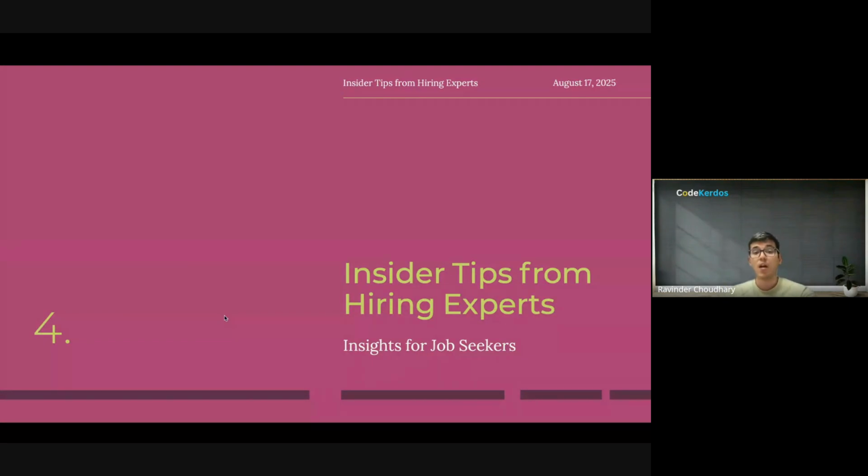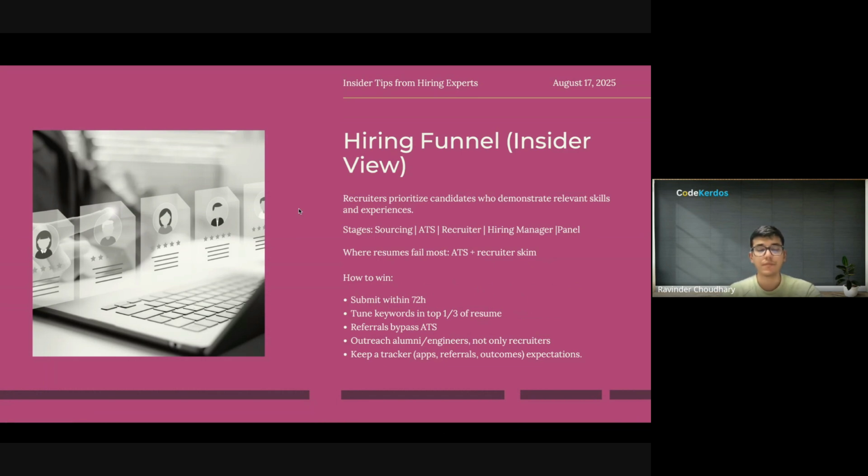Next, guys, I want to talk about some hiring tips, like what exactly the hiring process looks like. So what is the process? Here is what really happens. The hiring funnel has different stages and it goes through all of these stages.